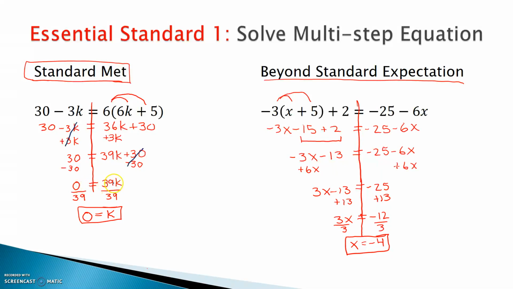Now don't forget, how do I get rid of multiplying by 39? Well, I have to divide 39 divided by 39 here. Of course, it cancels out to give me just 1k. Now 0 divided by 39, of course, is just going to be 0.